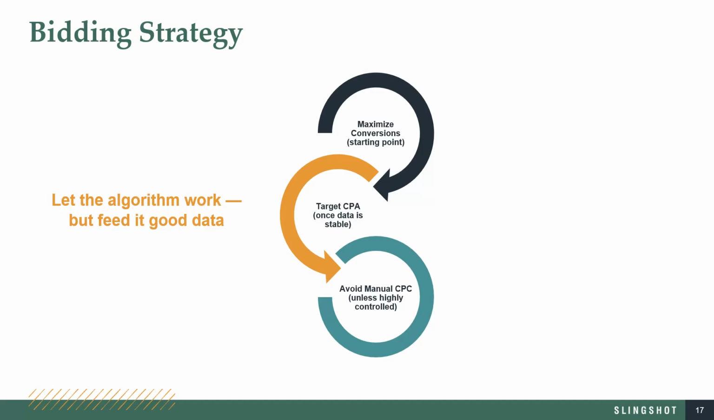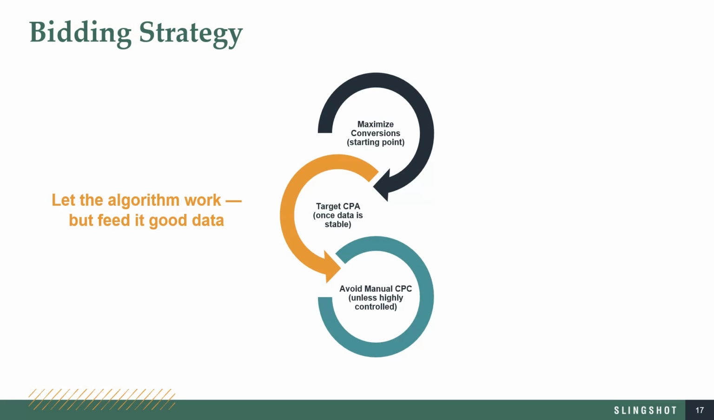CPA, cost per action, CPL, cost per lead. I guess you can even do a CPE, so cost per enrollment. But once you have that stable data that you can set that target amount, then you go in and apply that, and that helps the algorithm know, oh, okay, this is how much we want to pay. I'll go optimize to that.